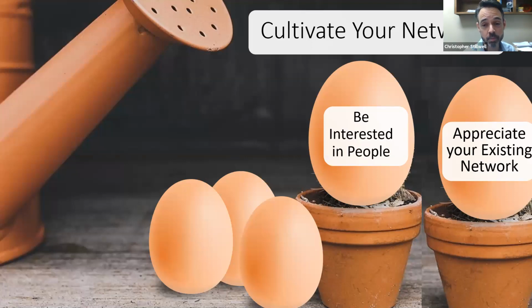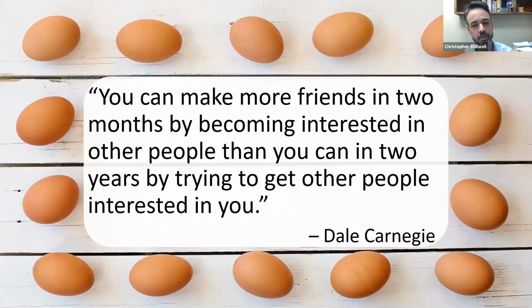Great. So on the next slide, it says that we're going to break this down into two basic topics. The first one is be interested in people. And the second one is appreciate your existing network. So I'd like to start that first topic with a quote, kind of a famous quote. And it says, you can make more friends in 2 months by becoming interested in other people than you can in 2 years by trying to get other people interested in you. That's from a famous book called How to Win Friends and Influence People.